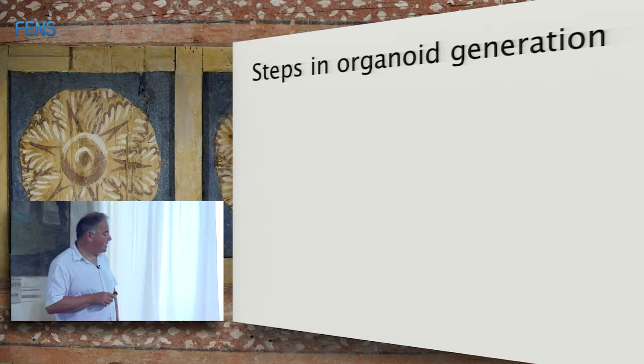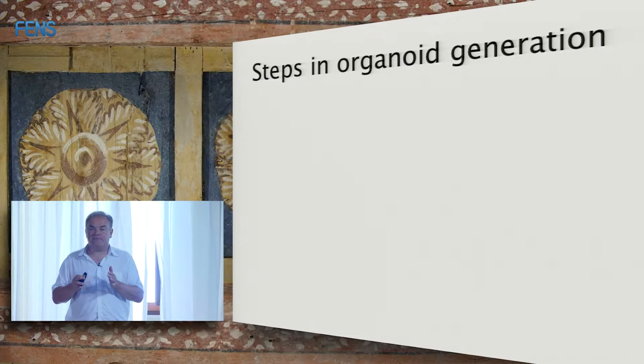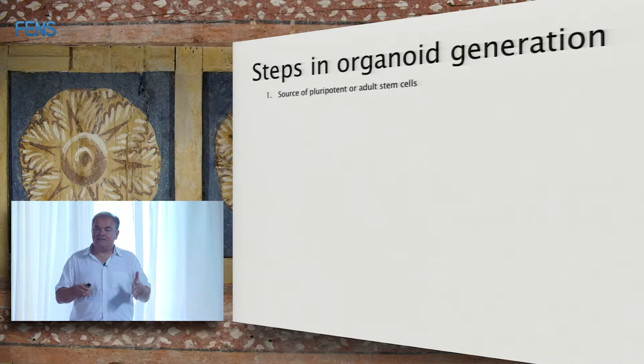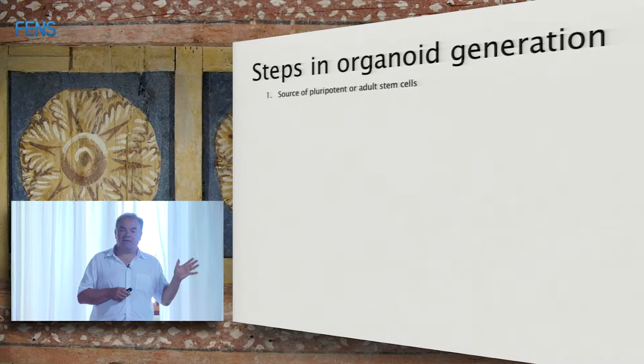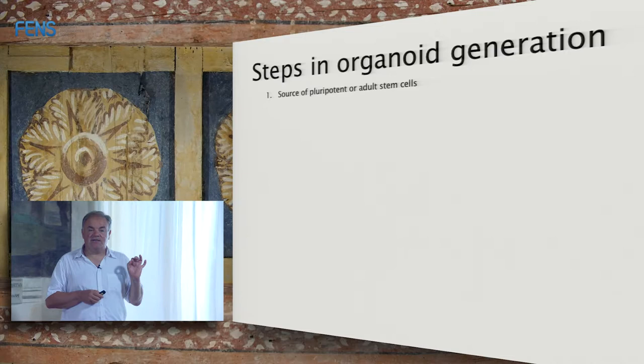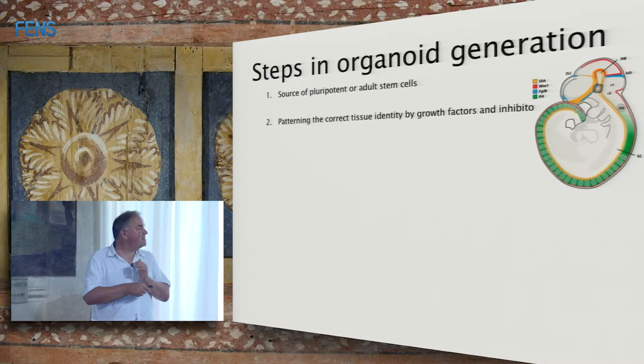So I think one thing that is important is to know that the generation of any organoid follows a number of very important steps. The first key step in generating an organoid system is that there has to be a source of material. In the case of brain organoids, this is easy because we always use pluripotent stem cells, but as you will see later on, for other types of organoids, the choice and availability of the source material is really important.